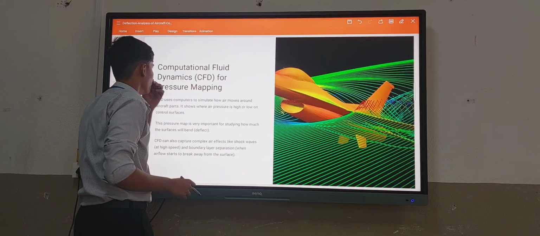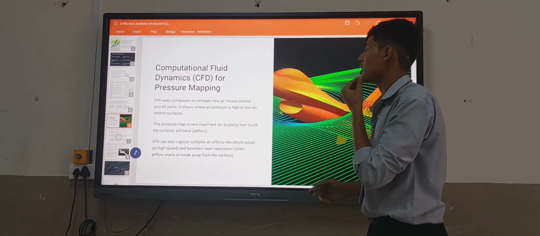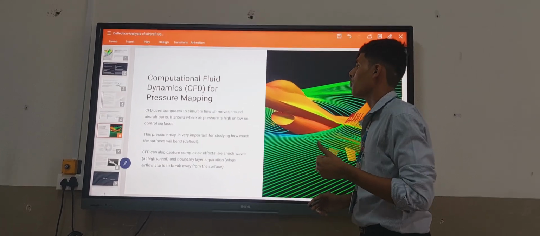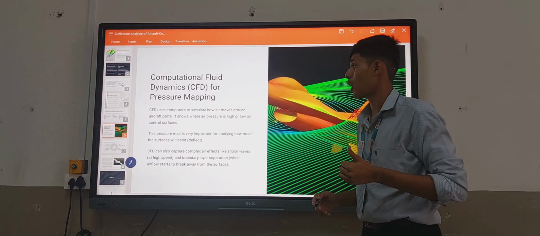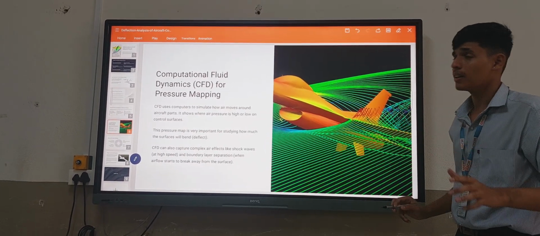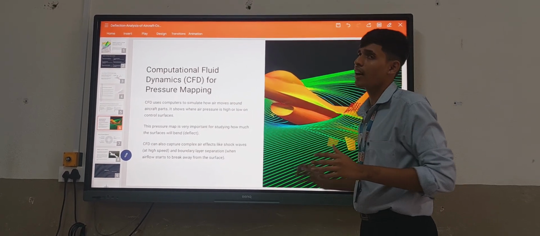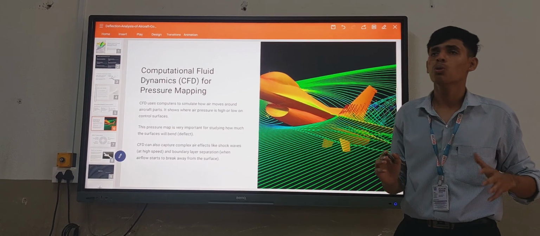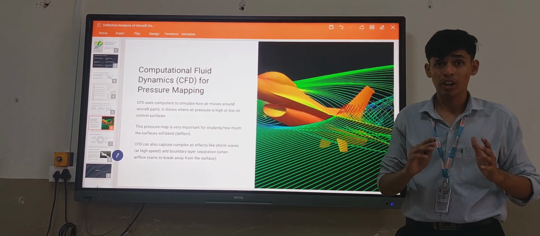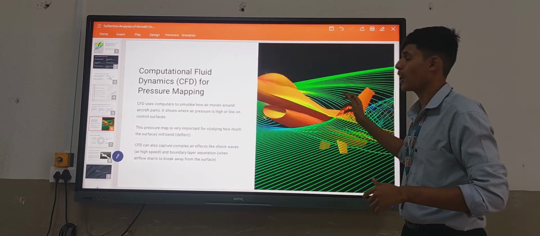And talking about computational fluid dynamics (CFD) for the pressure mapping. CFD is used by computers to simulate how air moves around the aircraft. You can see the green lines are the pressure. These are the air pressure during the flight. With the help of this simulation, you can understand how the aeroplane moves smoothly, how smoothly the aerodynamic structure can fly. With the help of this simulation, we can identify.